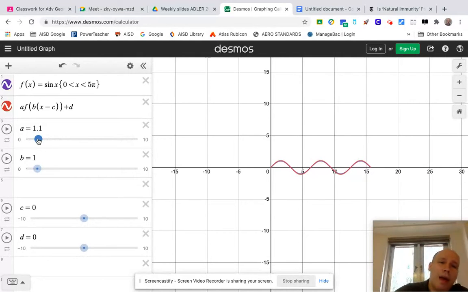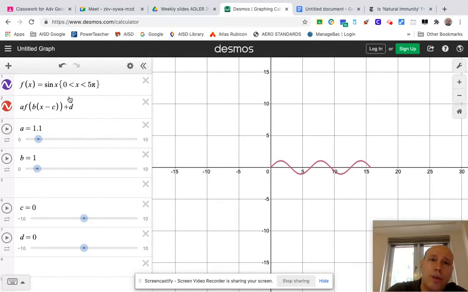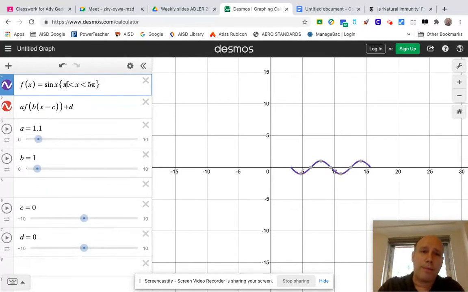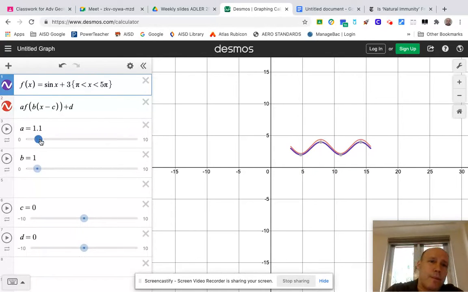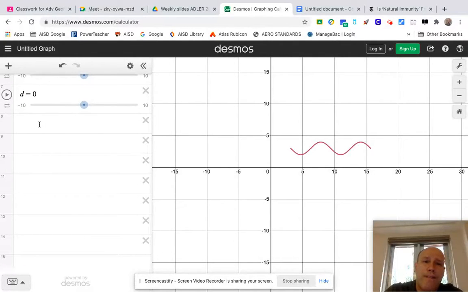Sorry. Okay, now let's take a look at the reflections. So what I'm going to do is adjust my sine wave. I'm going to start at pi because I want to move it a little bit, and I'm going to move it up to 3. Good. Oh, let's move that back to 1. Perfect.